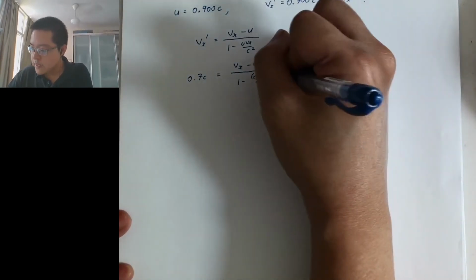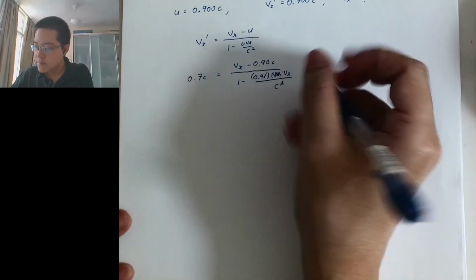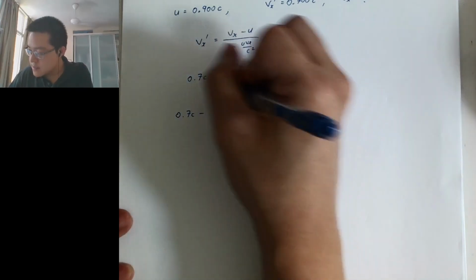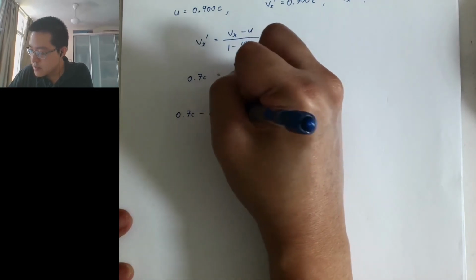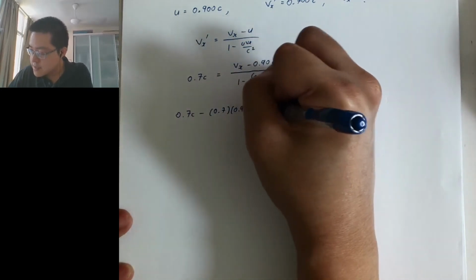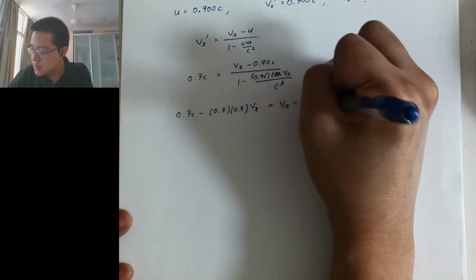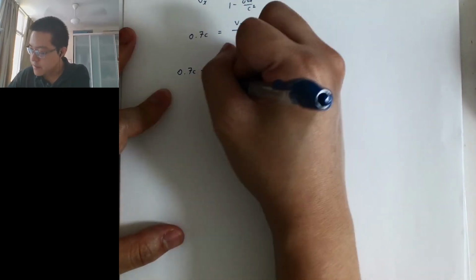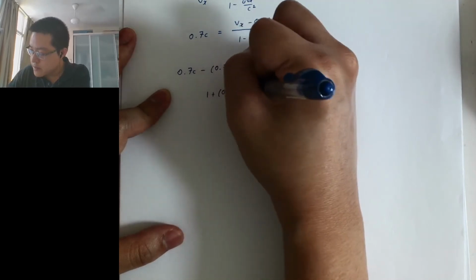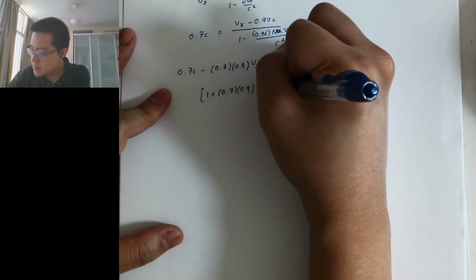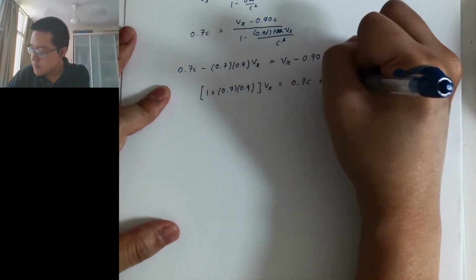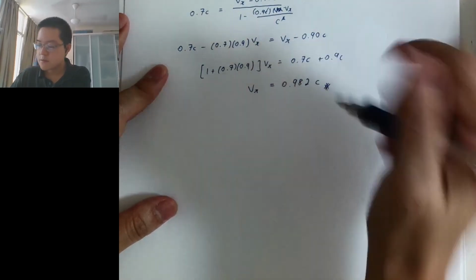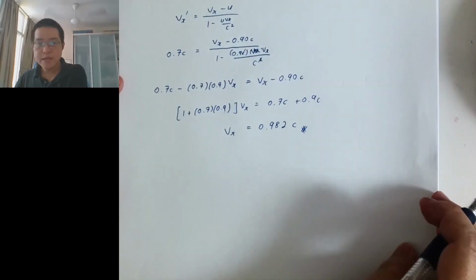Okay, so I can cancel one of these factors and simplify. I multiply this factor over, so I got 0.7c minus 0.9c, and this c will cancel, so it's going to be 0.7 times 0.9 Vx, and then I got Vx minus 0.9c. Okay, so I now bring this over, so I have 1 plus 0.7 times 0.9 Vx equals 0.7c plus 0.9c. So finally we can get Vx. Okay, so Vx is 0.982c.